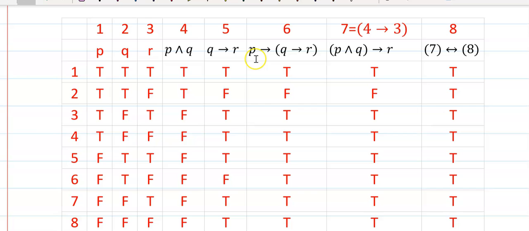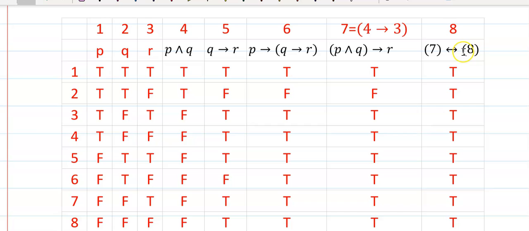Now next is P implies Q implies R, that is first to fifth, that is T implies T is T, T implies F is F, T implies T is true, T implies T is true, F implies T is true, F implies F is true, F implies T is true, F implies T is true, and next is Q implies R, that is from fourth to third, T implies T is T, T implies F is F, F implies T is true, F implies F is true, F implies T is true, F implies F is true, and next is F implies F is true. Now the double implication between the fourth and third.